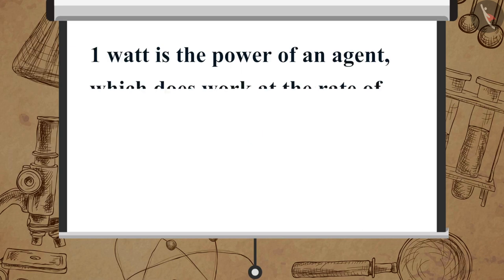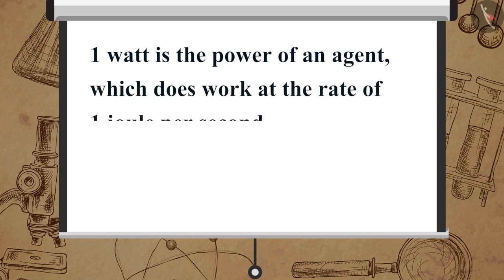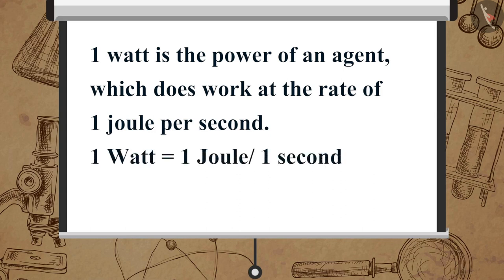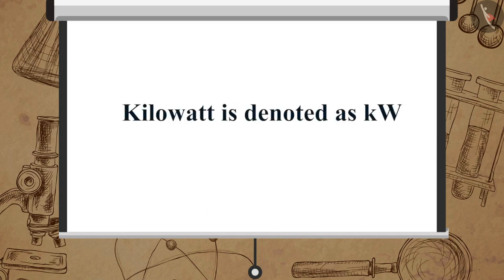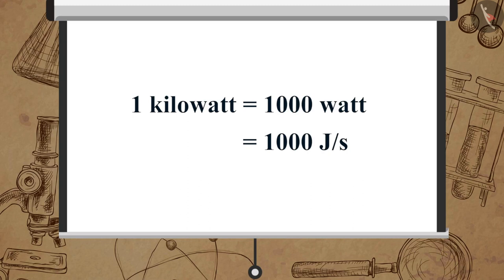1 watt is the power of an agent, which does work at the rate of 1 joule per second. 1 watt is equal to 1 joule upon 1 second. 1 watt is equal to 1 joule per second. Bigger unit of power is kilowatt, denoted as kW. 1 kilowatt is equal to 1000 watt, which is equal to 1000 joule per second.